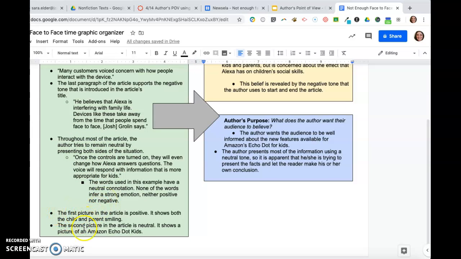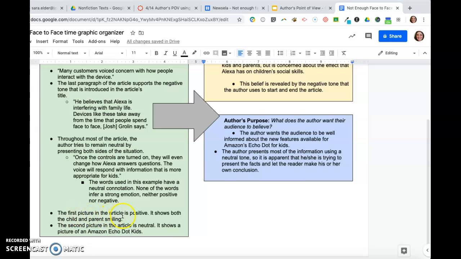And then I wanted to call attention to the pictures they use, because that's something that you can look to help you determine an author's point of view. In this case, the article picked neutral pictures, so it didn't really help a lot with me determine the author's point of view, but it's something to also consider when trying to find their point of view.